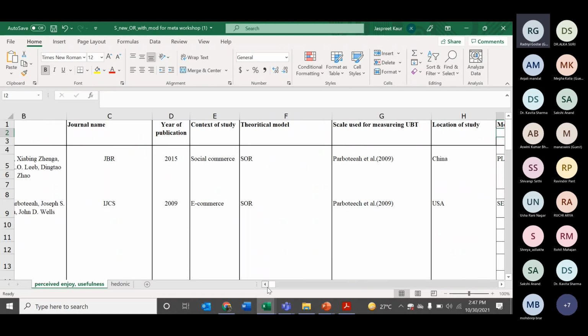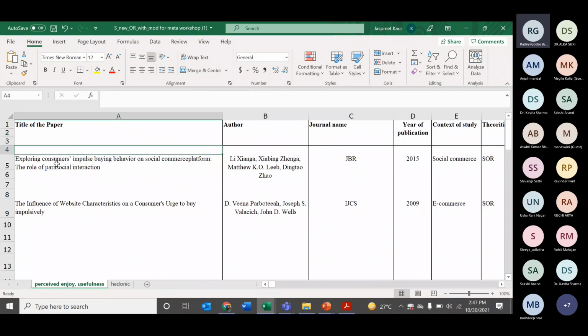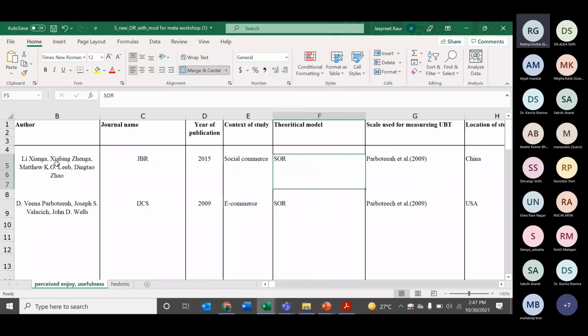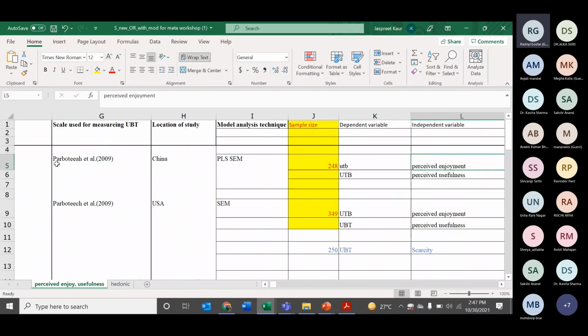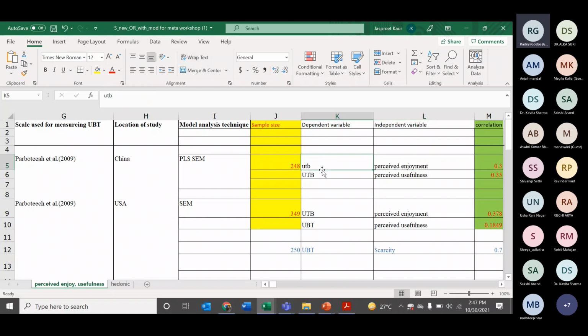Okay. Now in this paper, suppose it was the first paper, this is my first paper. I found out that urge to buy in this paper was getting impacted by perceived enjoyment. So in this one paper, I found the correlation value of urge to buy and perceived enjoyment. Also, in the same paper, I found the correlation value of urge to buy and perceived usefulness. So, two factors affecting urge to buy, I found from this paper.